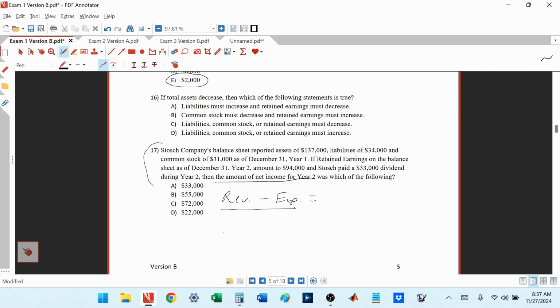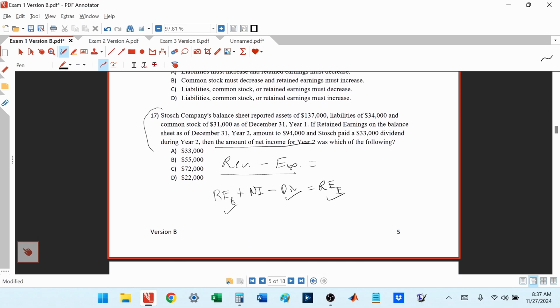So we can't go about finding net income this way. So what's another way to get net income? The retained earnings equation. Retained earnings at the beginning of the year plus net income. You see net income's in this equation. Minus dividends equals retained earnings at the end of the year. If we can get this, this, and this, we can solve this equation for net income. And so that's the way we're going to do it.